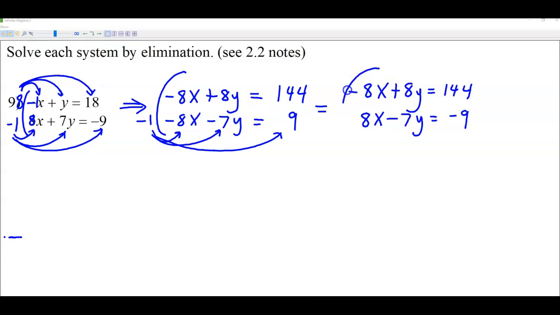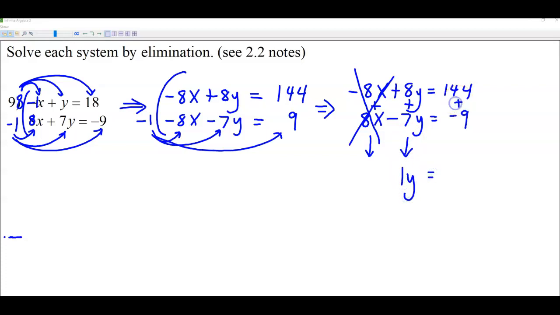Now notice that I wanted to cancel the x's. Now look at them. They're opposites. I've got a -8x on top and a positive 8x on the bottom. And what we're going to do is add these together now. So -8x plus positive 8x is 0, so they cancel out. We add the other ones together also. 8y plus a -7y is 1y.